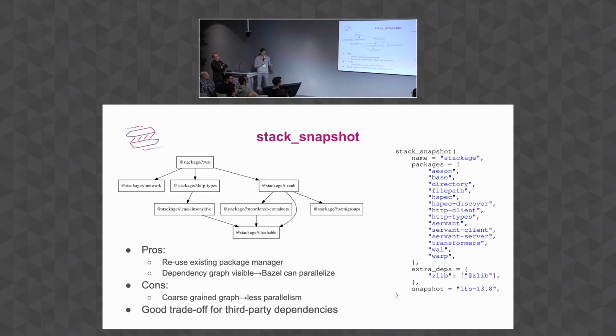Pros to this approach, we are using the existing package manager infrastructure for the Haskell ecosystem. So this is very compatible. Most packages should work with this. And it's relatively low maintenance burden because all these package manager tools are already implemented. The dependency graph on the level of packages is still visible to Bazel, so Bazel can do parallelization and caching and all those things on that level. But of course, it can be more coarse-grained than what you might write by hand, so you're potentially losing out on some build parallelism. But we find that for third-party Haskell dependencies, at least this is a good trade-off.